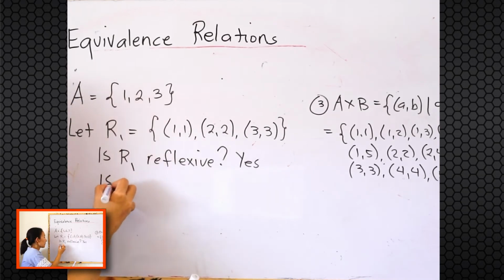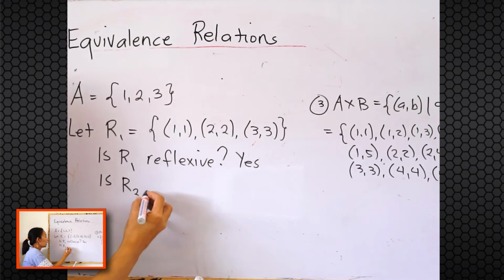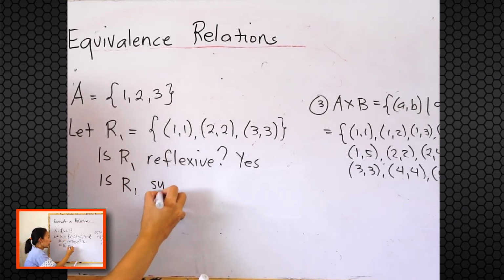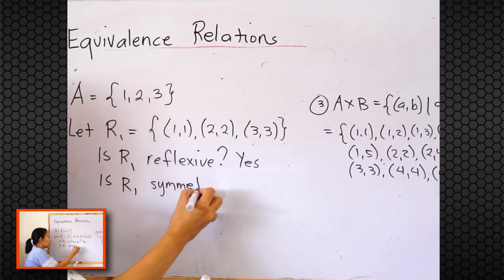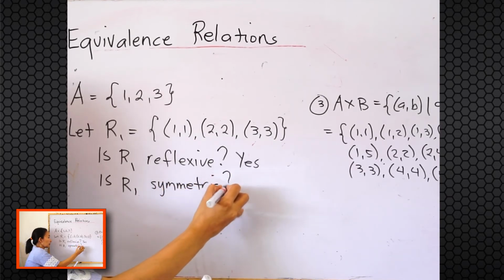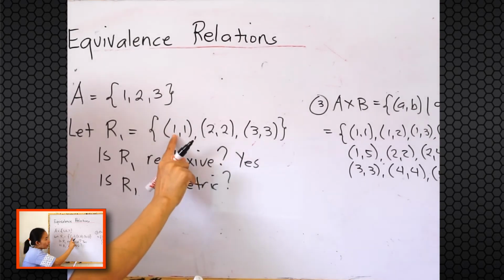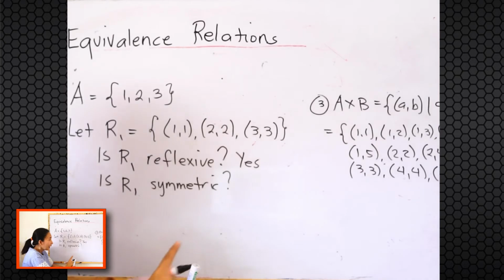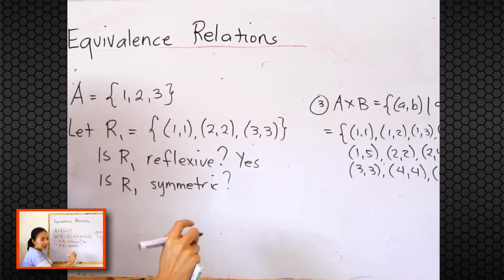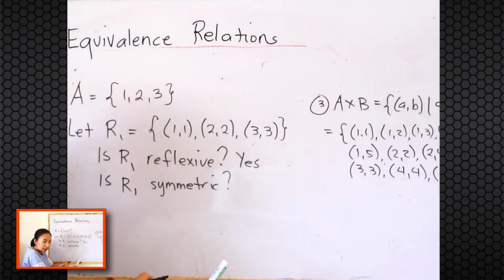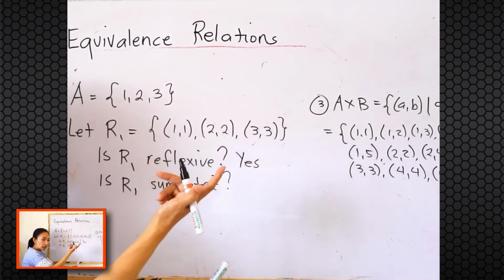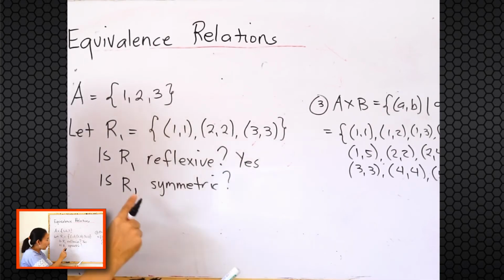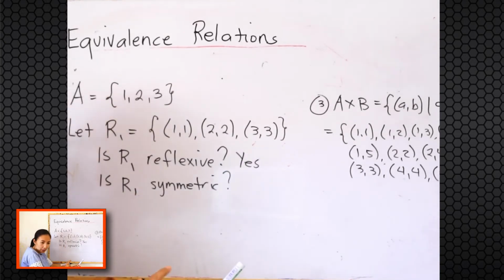Next, is R1 symmetric? Is it symmetric? 1 is related to 1. If we change their places, 1 is related to 1. 2 is related to 2, still a member of the relation. 3 is related to 3, and if we interchange their places, 3 is related to 3. And therefore, R1 is symmetric.